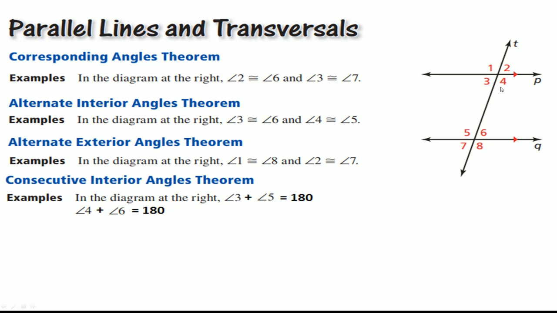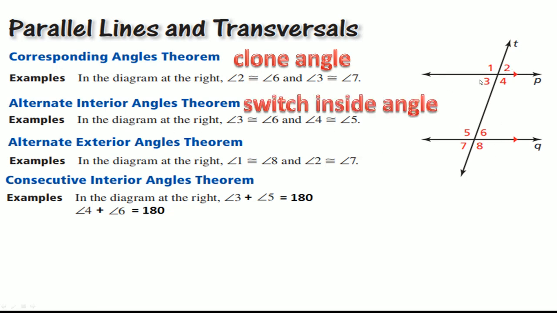Okay, 3 and 6 are alternate interior angles, and 4 and 5 are alternate interiors. 1 and 8 are your alternate exteriors. And both the inside ones that form a linear pair are your 4 and 6 and 3 and 5. Remember, the corresponding angles, I just call that the clones because they're in the same spot.